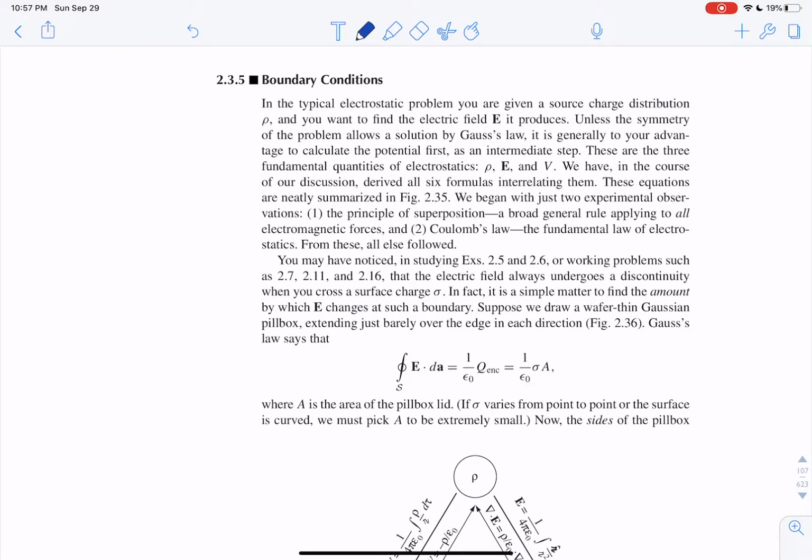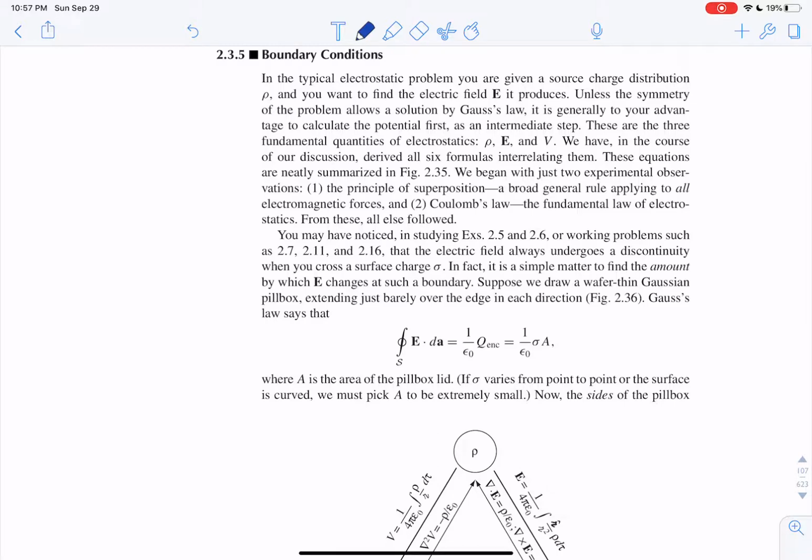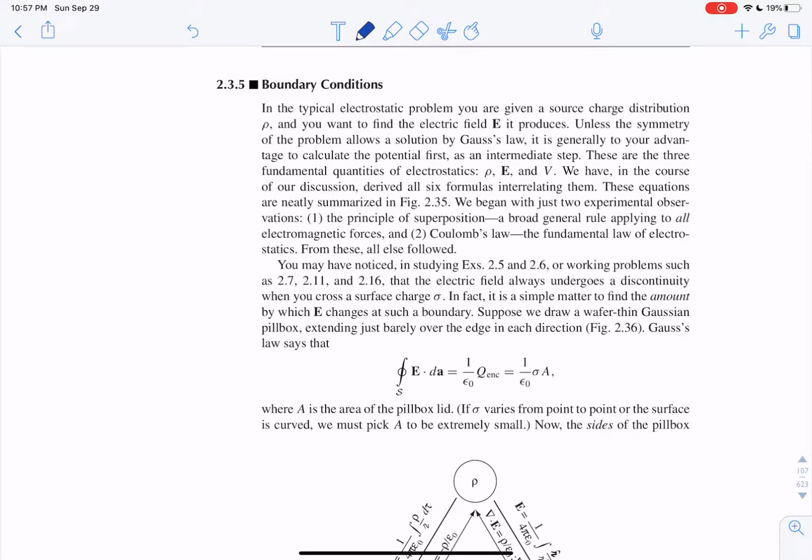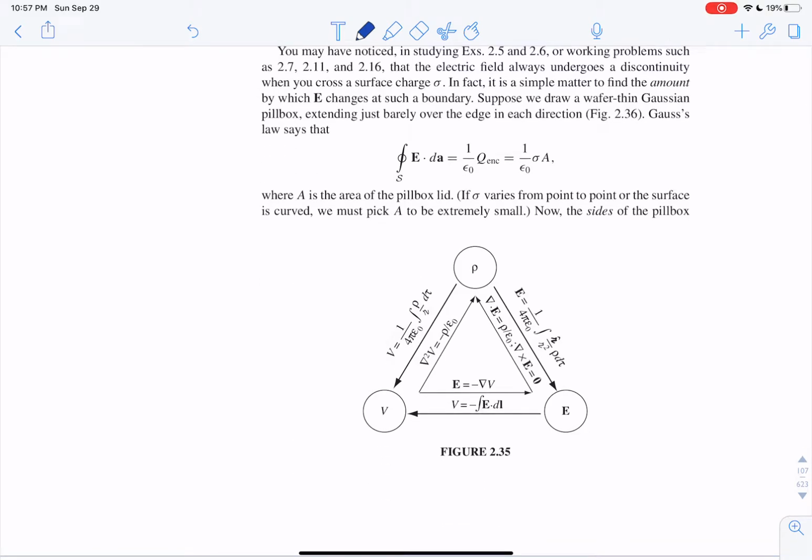Now the thing is here with your boundary conditions, the main thing is to figure out what you know, what you need to know, and you're going to get good at determining which equations you need. So what this little triangle of doom is trying to explain poorly is that if you know the voltage potential, you can get the charge density by Poisson's equation. If you know the charge density, you can get the potential by integrating over the distribution.